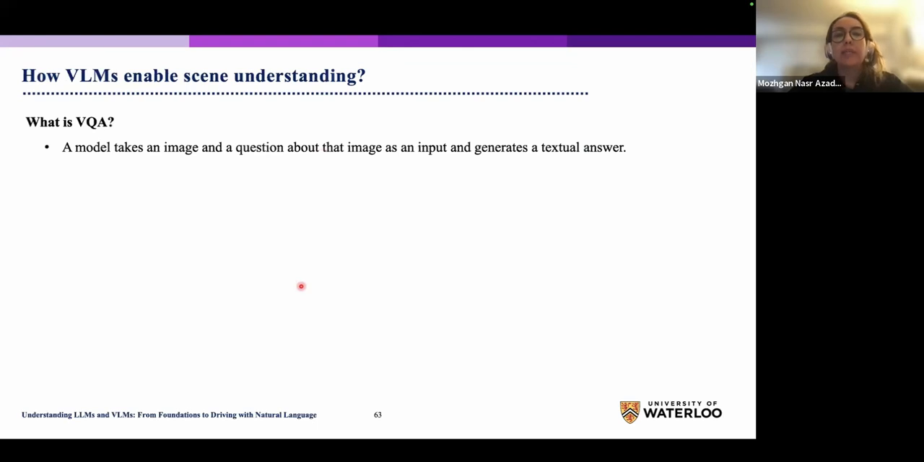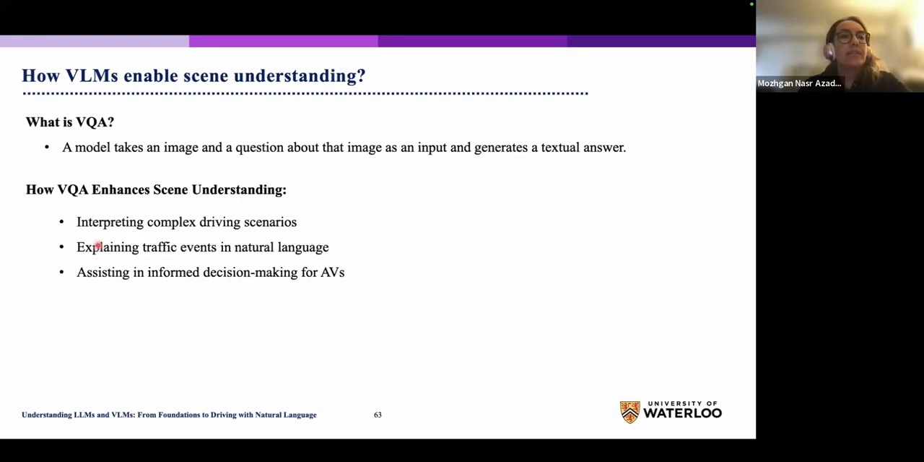Before seeing the applications, let's talk about the data sets and how this process can be done. The way VLMs enable scene understanding for autonomous driving is through a task called visual question answering. As the name is kind of self-explanatory, VQA means that a model takes an image and a question as input, where the question is about that image, and it generates a textual answer for us.